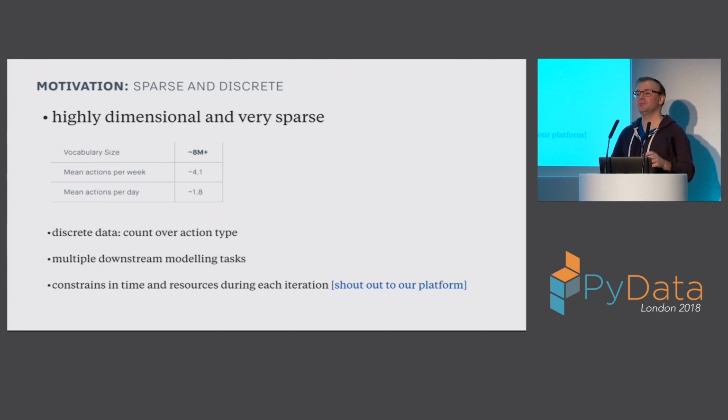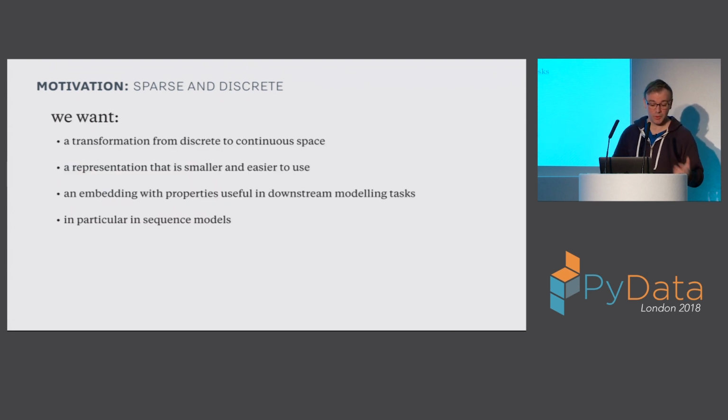There's also multiple downstream modeling tasks that we'd like to be able to do after we process this data. In the context of telecoms and often other industries that have this form of data, you won't use behavioral data almost at all because it's so unwieldy. And when you do use it, you use it in very specific cases. So you take your 8 million plus vocabulary and you look at a single action type because you care about that. And you can't do that over and over again, especially if you have constraints in time and resources for each iteration. There's a big engineering problem there, and we're trying to solve a little bit of that. But there's also, of course, a data science problem there. So what do we want? We want a transformation from a discrete space to a continuous space.